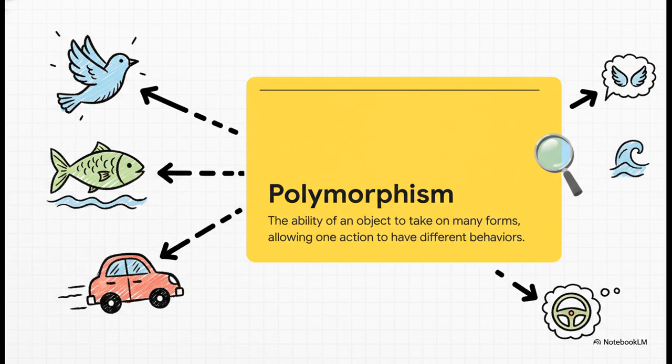Imagine you have a command called move. If you tell a bird object to move, it's going to fly. If you tell a fish object to move, it'll swim. And if you tell a car object to move, it'll drive. See, it's one single command, move, but it results in many different forms of action. And this is what makes our code incredibly flexible and powerful.